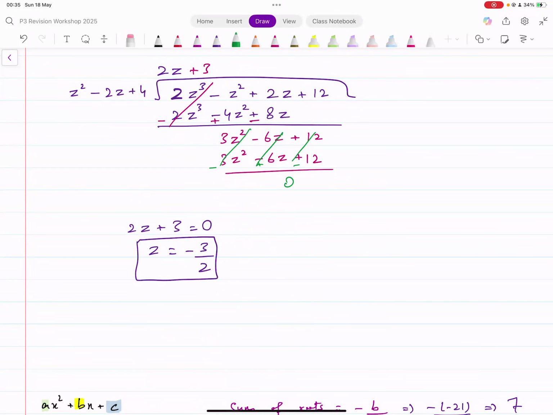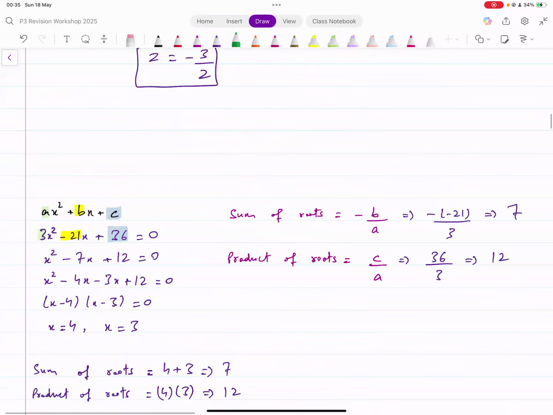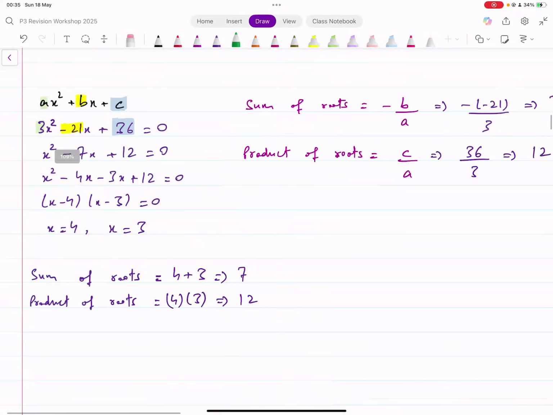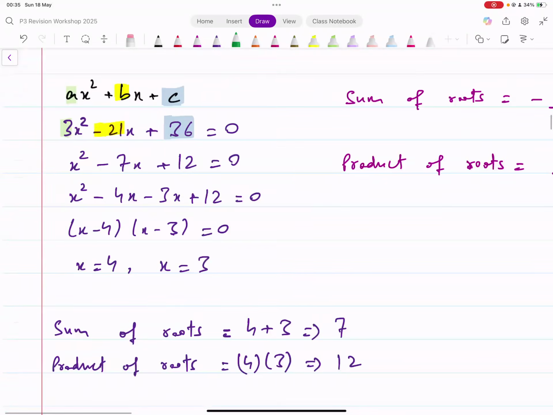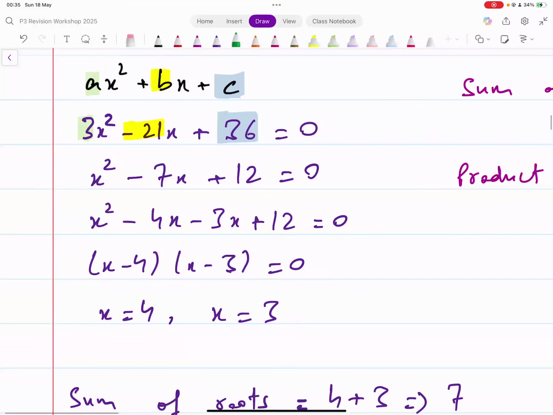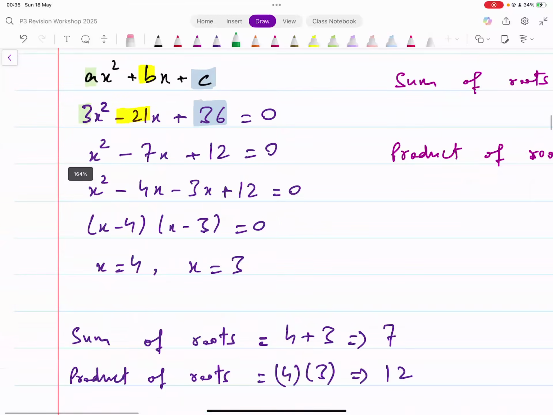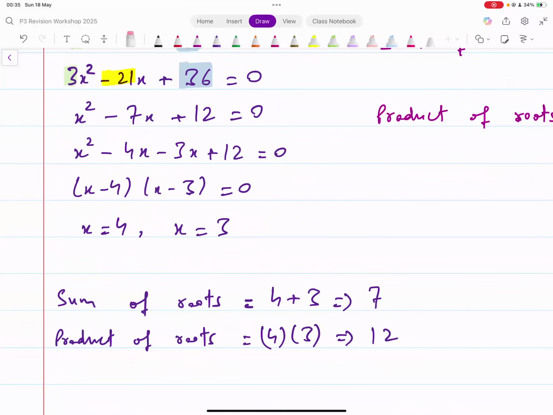But there's an alternative that will work in most problems like this as well, and that is sum of roots and product of roots formulas. Now, what is sum of roots and what is product of roots? Let's say you've got an equation like this: 3x squared minus 21x plus 36 equal to 0.